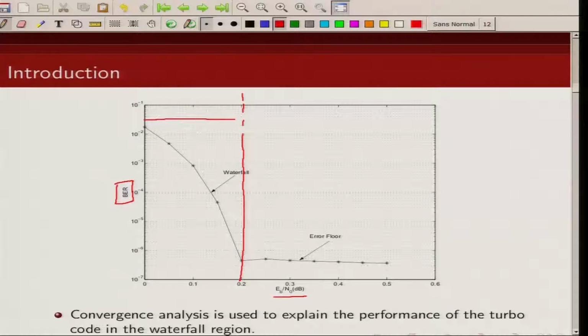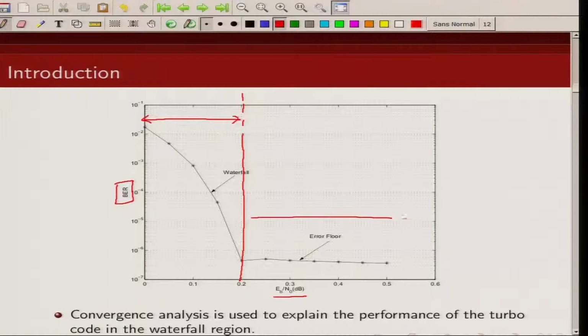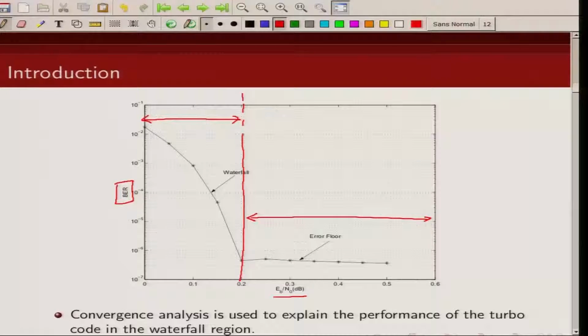This region, which we are calling the waterfall region, is where there is a steep fall in bit error rate performance, and then there is a region we call the error floor region, where the BER does not improve much. So today's topic of discussion is this waterfall region. What determines the performance of turbo code in this region where it falls sharply, and how can we get some guidelines on how to choose constituent encoders so that we get a steep fall like this.